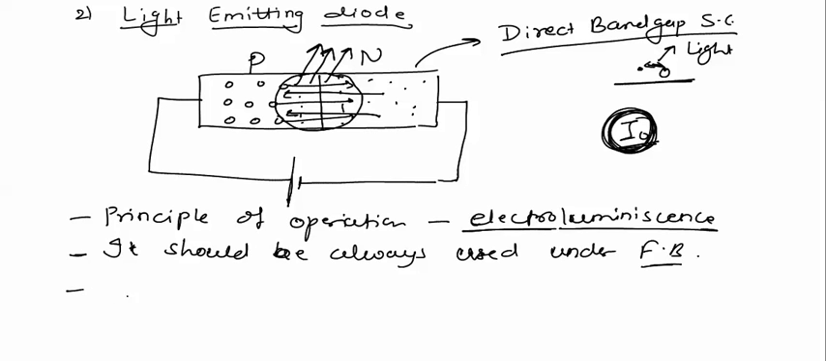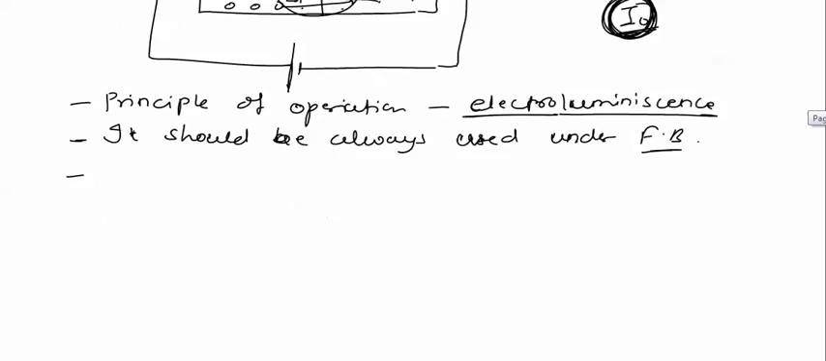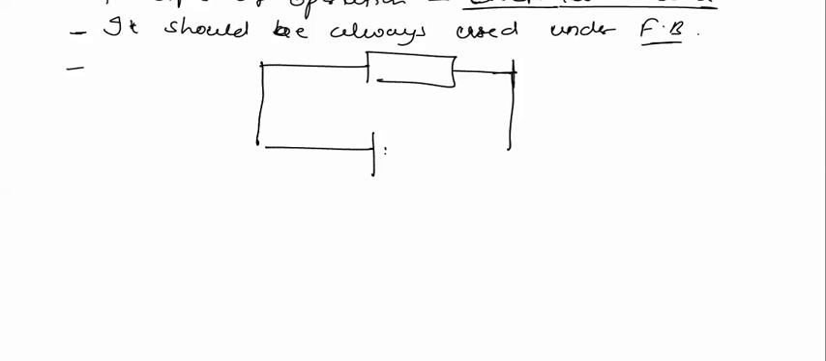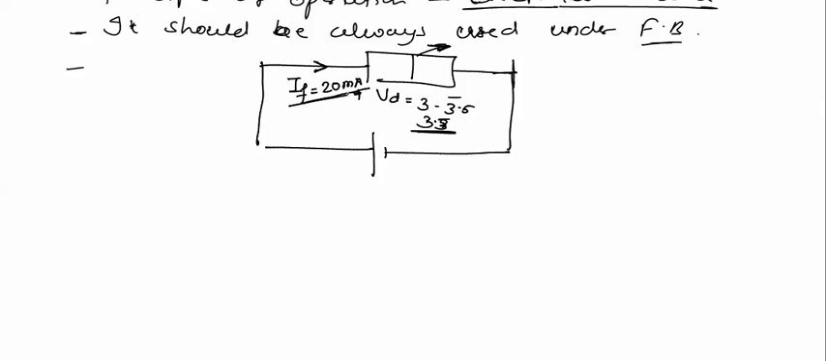Number three, if we bias an LED, then we should ensure that the applied voltage, or the voltage drop across this diode VD, should be approximately 3 to 3.5 volt. The typical voltage is 3.3 volt. For this voltage, this LED emits light of maximum intensity. And also at this bias voltage, the current through the diode IF should be equal to 20 milliamperes. If current is 20 milliampere, then we can ensure that the intensity of light emitted will be largest.